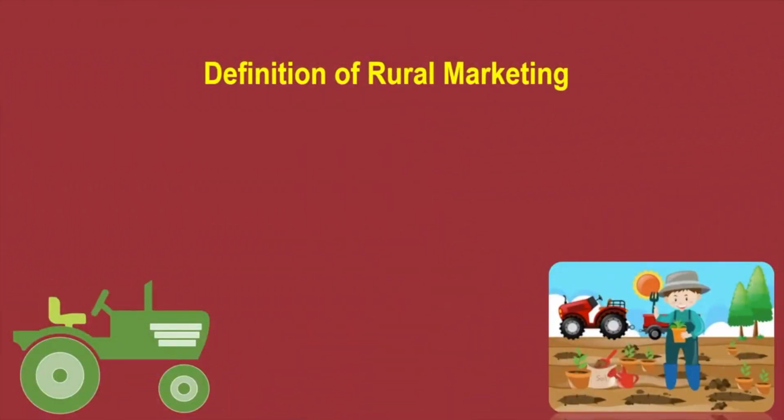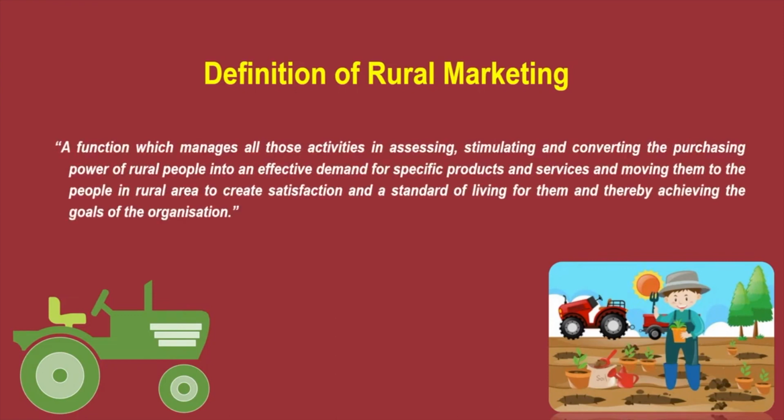The formal definition of rural marketing can be that it is a function which manages all those activities in assessing, stimulating and converting the purchasing power of rural people into an effective demand for specific products and services and moving them to the people in rural area to create satisfaction and a standard of living for them and thereby achieving the goals of the organization. So, the company is marketing in the rural area with the basic aim that they are meeting certain demands, certain requirements, needs of the people in the rural area, and while doing that they are also achieving the goals of the organization in terms of revenue generation.